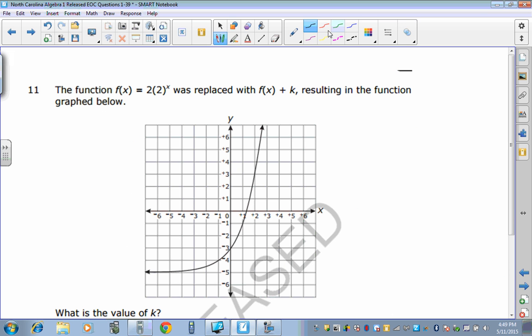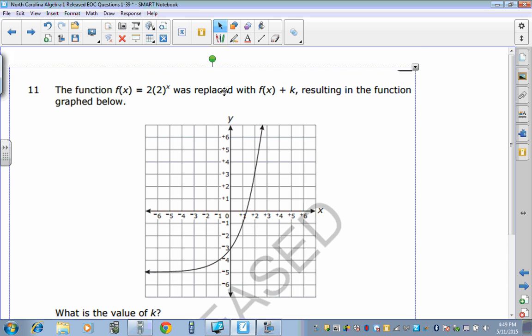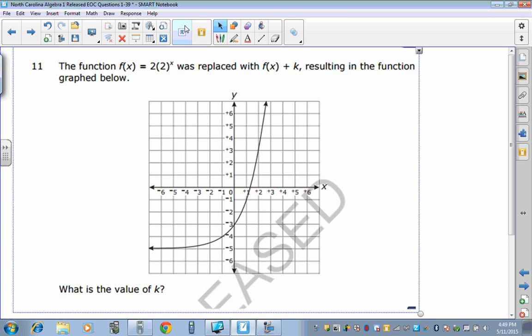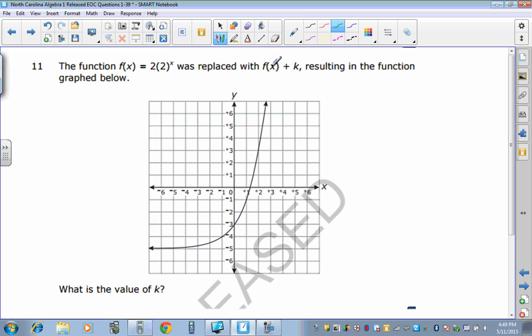Okay, let's look at this one now. First of all, we have to remember something about exponential functions. Think about the y-intercept. If x equals 0, 2 to the 0 is 1, because anything to the 0 power is 1, times 2 is 2. So the original parent function would look like this. And if you remember from the parent functions, they have a horizontal asymptote of y equals 0.